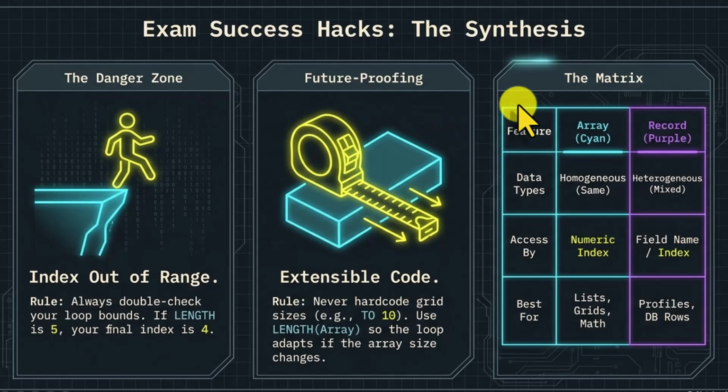So the matrix for array and record: in an array, data types have to be the same, but in records we can have mixed data types. Then we can access array elements by the index, and records by field name, using a dot then the field name. Arrays are best for lists, grids, math, things like that, and records are best for profiles or database rows, or table rows.